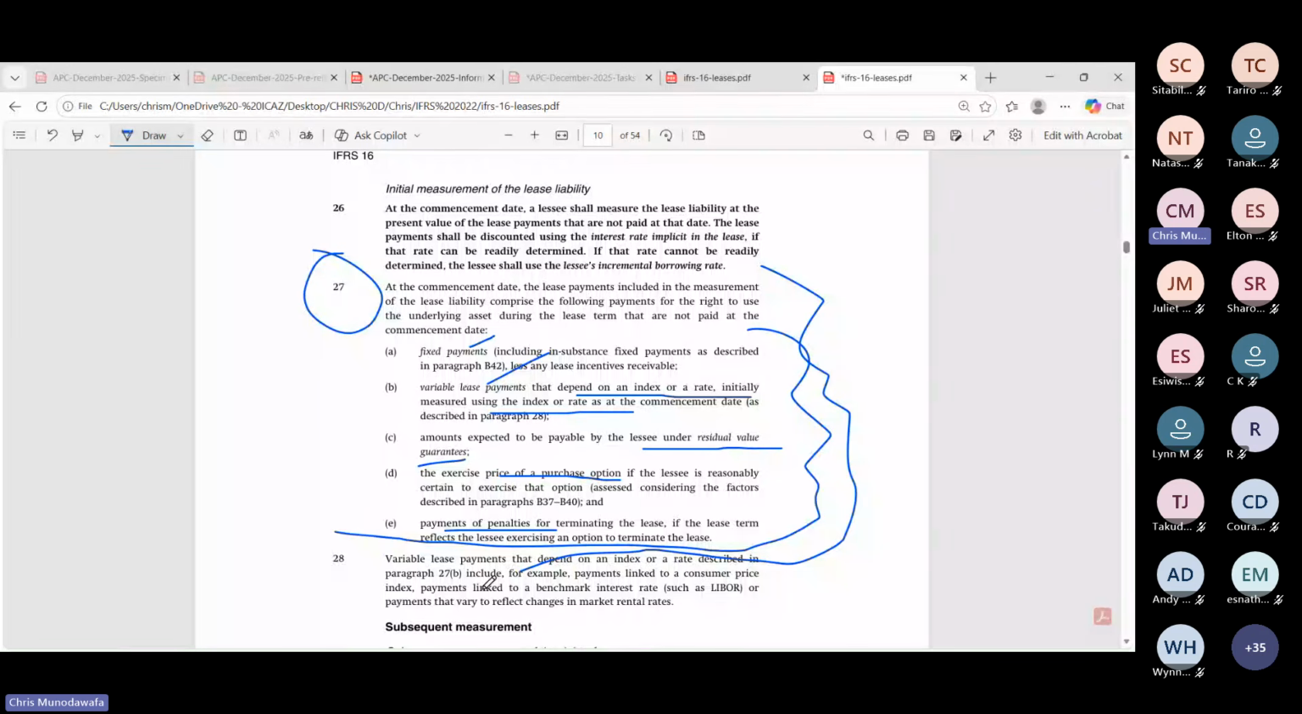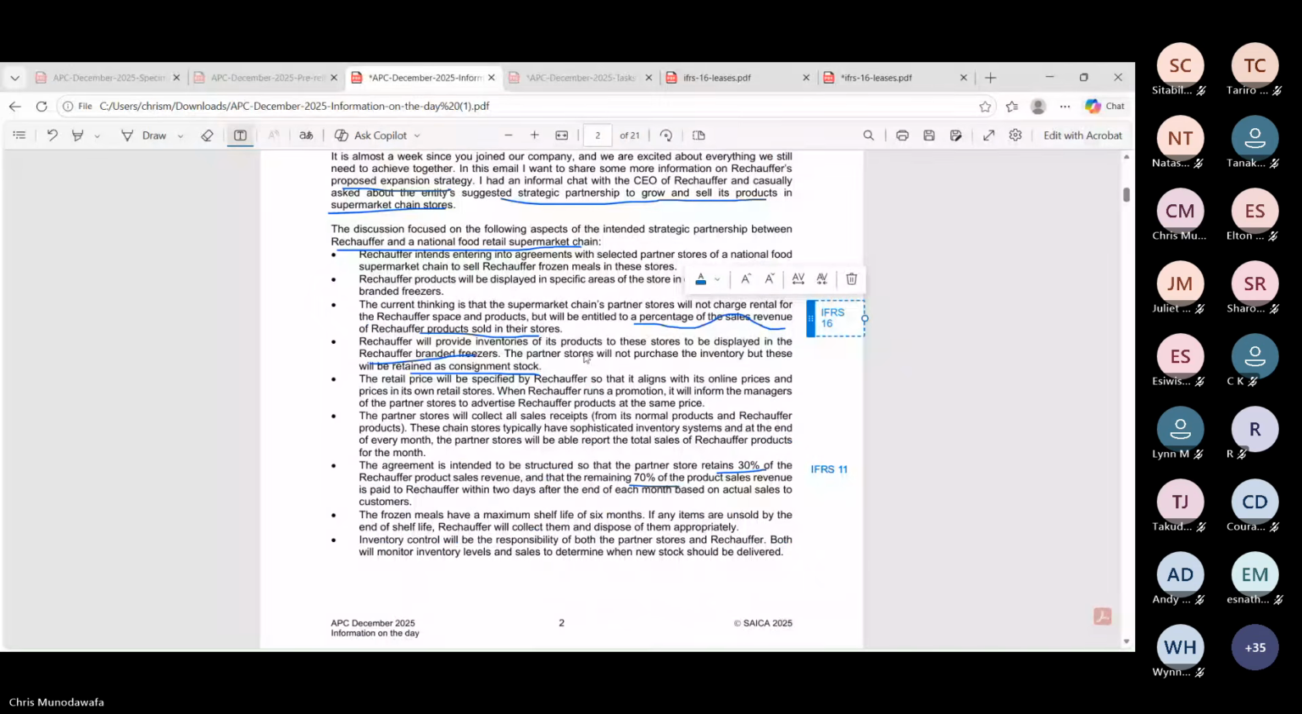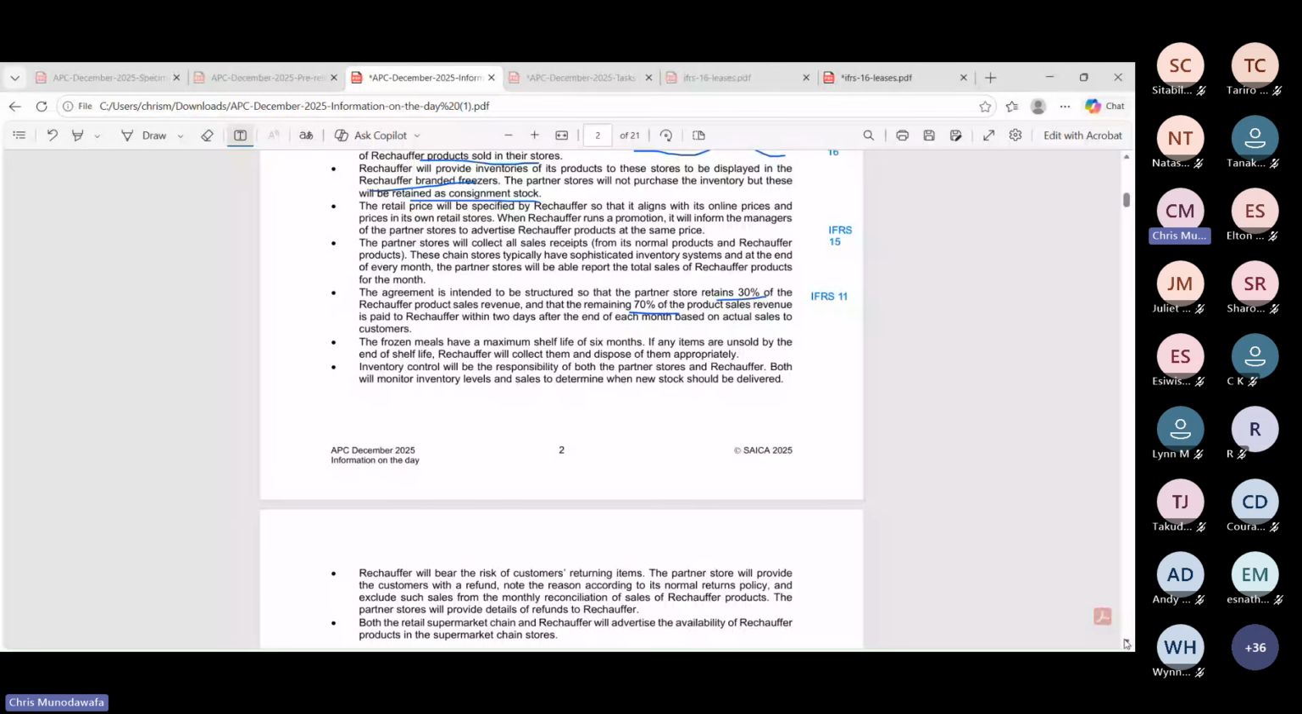So mukatarisa, as I was reading through apa ndikutoona IFRS 15 apa, pane zvinhu zvandiri kufanira kutopika as I'm reading the information of the day, kana research yangu yaiva yakanyatsoitwa nemazvo. Can you pick that, team? So understand that. Then the frozen means there's a maximum life of 6 months. If 10 items are unsold by the end of the shelf life, reach out, collect them and dispose of them appropriately, which means my risk and rewards are not being passed.